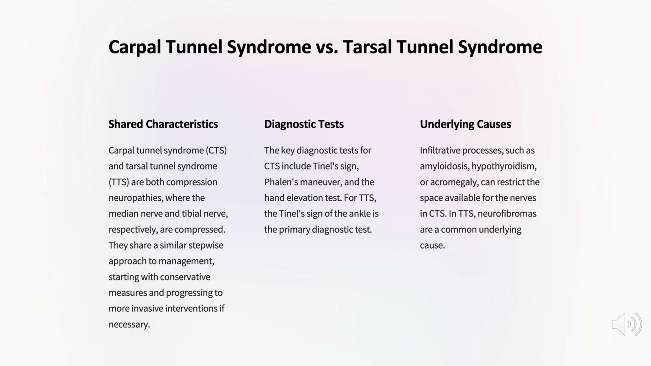Diagnostically, CTS is identified through tests like Tinel's sign, Phalen's maneuver, and the hand elevation test, whereas TTS diagnosis primarily relies on Tinel's sign of the ankle. Underlying causes can contribute to nerve compression in both syndromes. In CTS, factors such as amyloidosis, hypothyroidism, or acromegaly may restrict nerve space, while neurofibromas commonly underlie TTS.